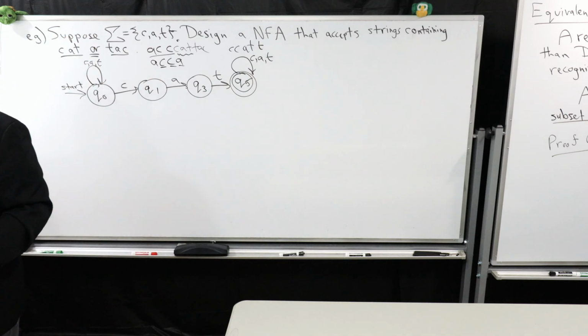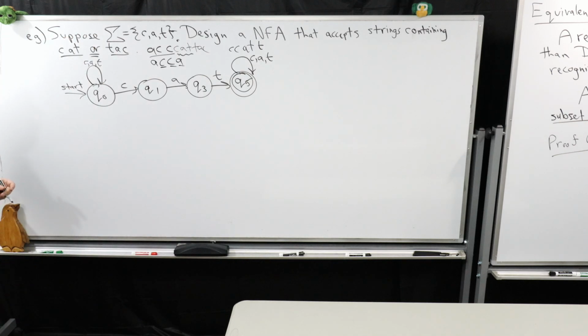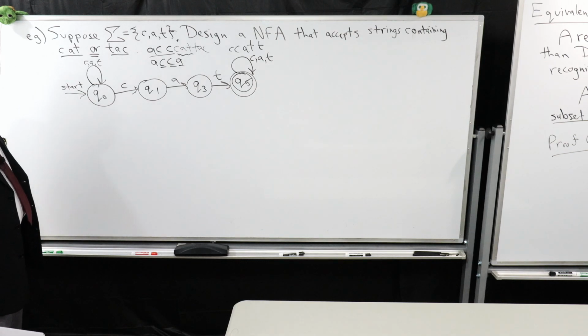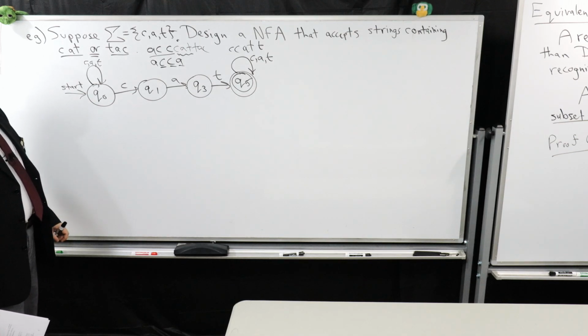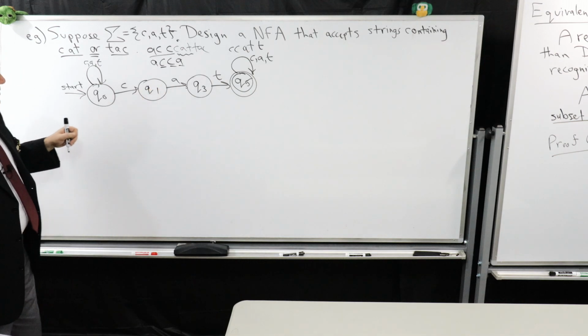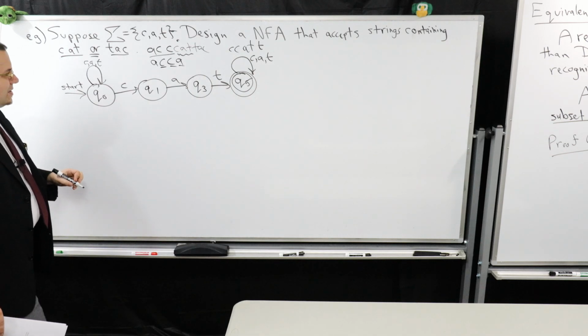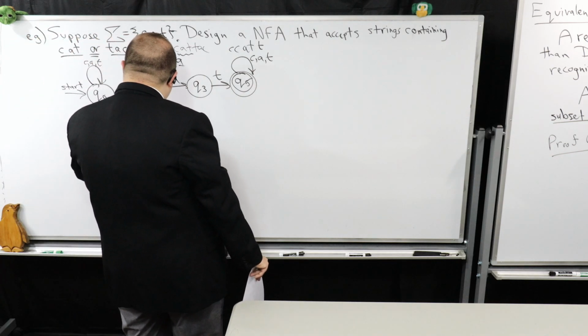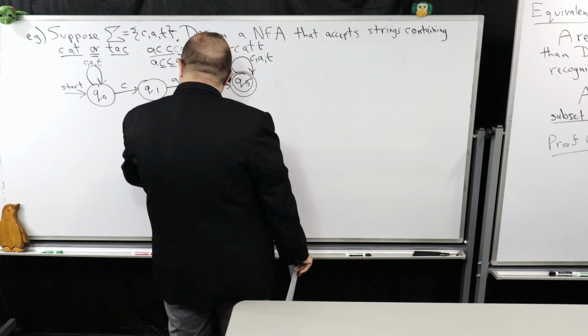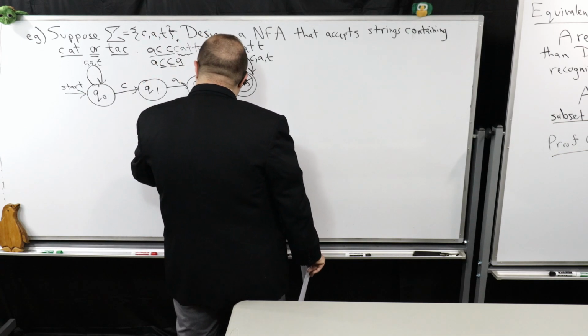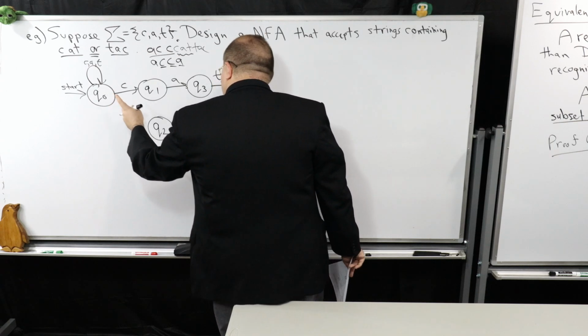Does anybody see all I have to do to modify this to allow me to have tack? Does anybody see any ideas what I can do? I'll give you a hint. The way I numbered the states should give you a hint of what I'm going to do. Yeah, add 2 more states. So I'm going to add 2 more states. Q2, Q4, perfect. And what should I do?